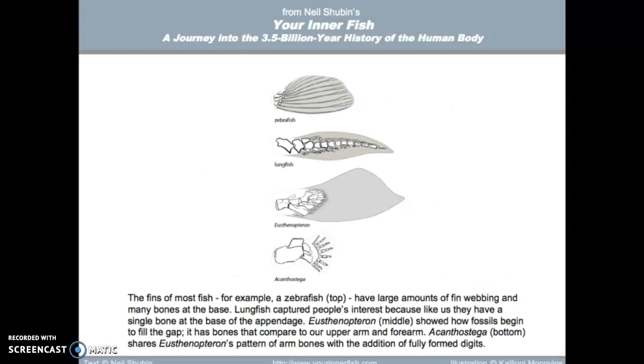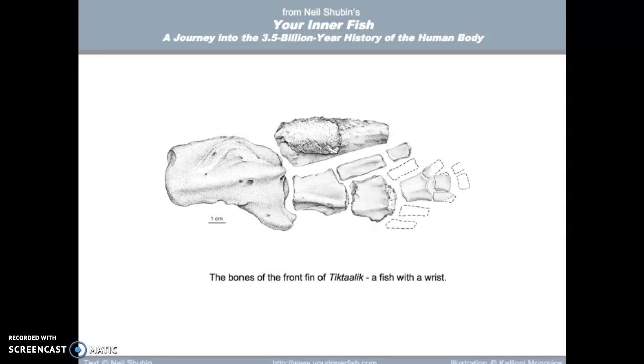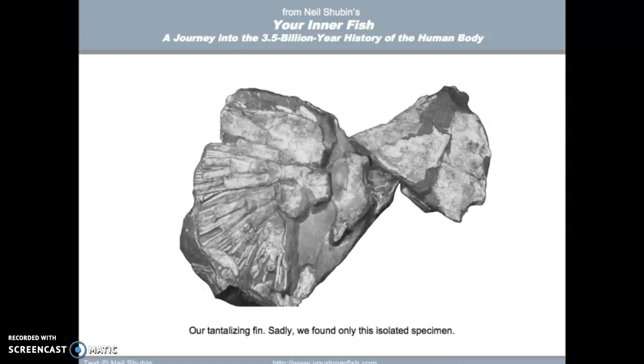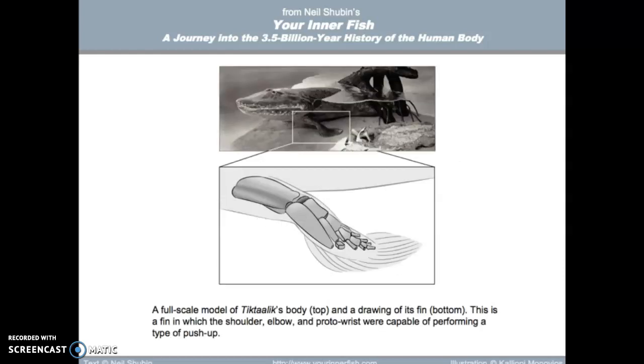So that's what these slides are about. They're showing the relationship between fins and forelimbs and how that transition works. And there is a fossil fin that they found. This is the front leg of Tiktaalik. So this is a kind of transitional fish. This is from a transitional fish earlier than Tiktaalik, and this is Tiktaalik's forelimb.